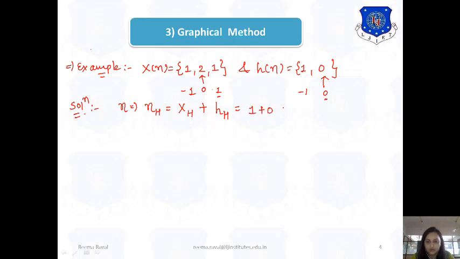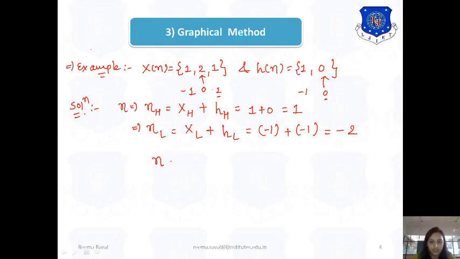So 1 plus 0 is equal to 1, and the lower range for n will be according to the lower range of x plus the lower range of h of n. Here the lower range for x of n is minus 1 and the lower range for h of n is again minus 1. So the lower range will be minus 2. So now we have to vary n from minus 2 to 1, right? That means we take instances n equals minus 2, minus 1, 0 and 1.